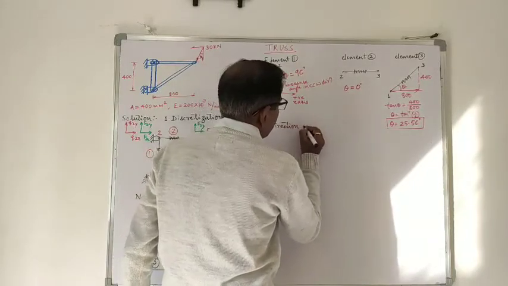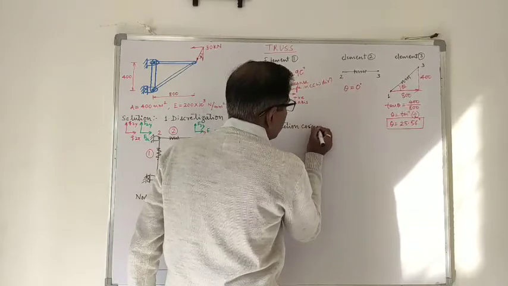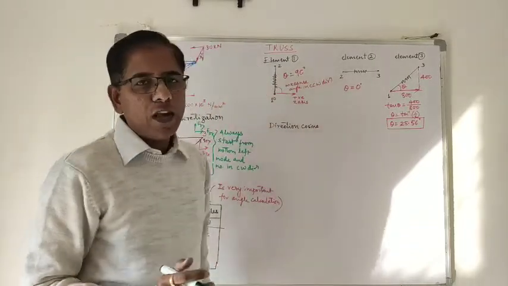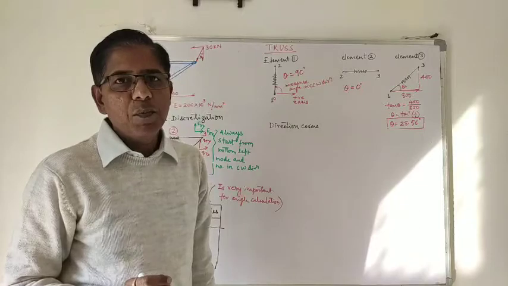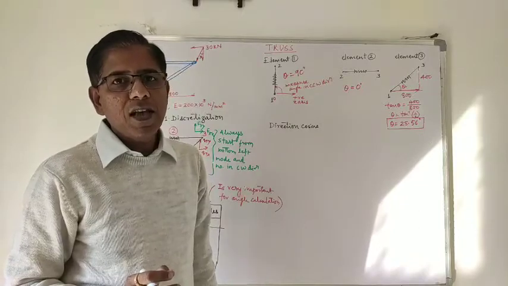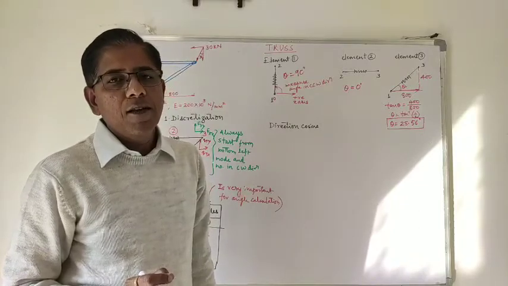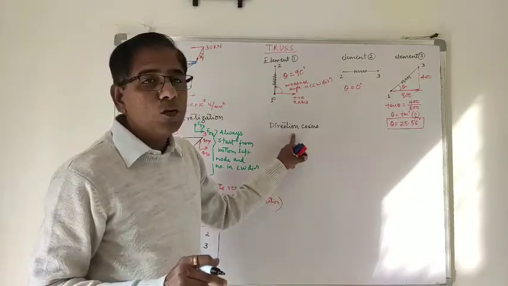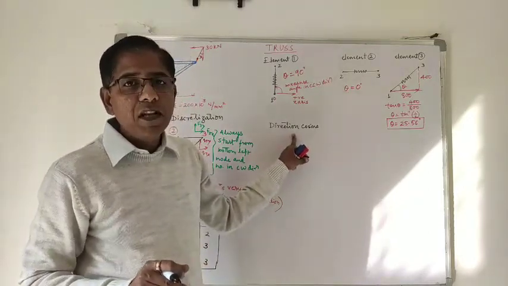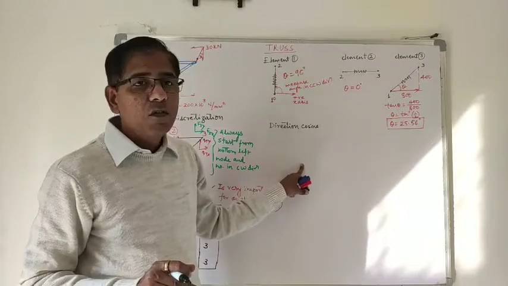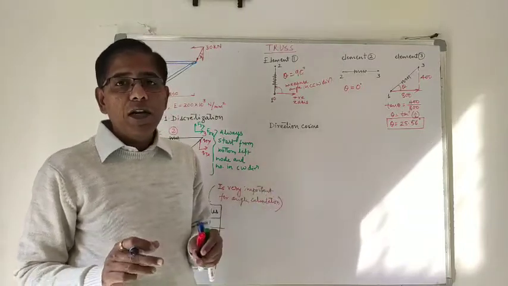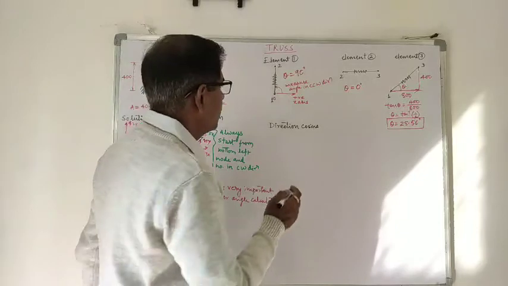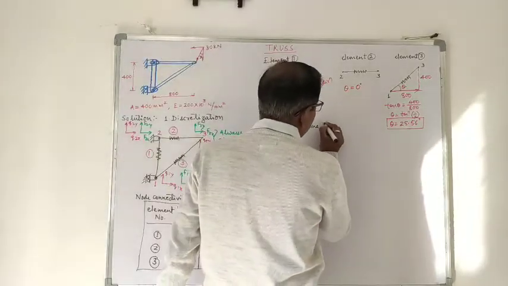Direction cosine. Now we know that for calculating the stiffness of a truss member, we require the cos theta, sin theta functions. That is, we need to make a direction cosine table, because that will be helpful for calculating the stiffness matrix. So, direction cosine table.